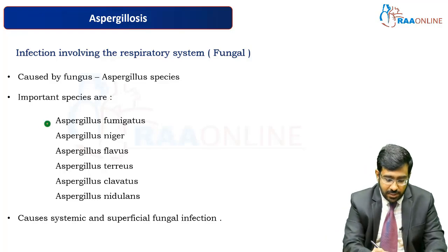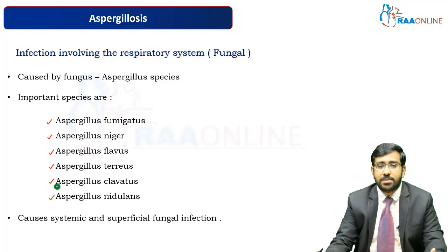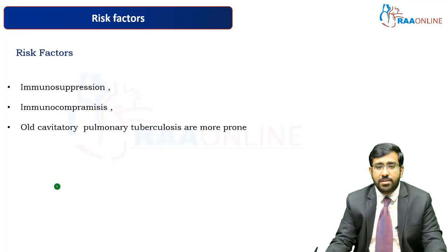So it's going to be Aspergillus fumigatus, Aspergillus niger, Aspergillus flavus, Aspergillus terreus, Aspergillus clavatus, and Aspergillus nidulans. These species cause infection in immunocompromised patients, and they cause both systemic as well as superficial fungal infection. So what are the risk factors?